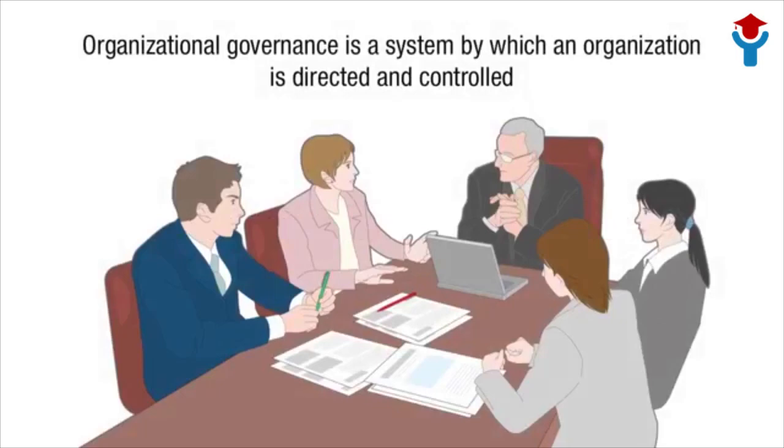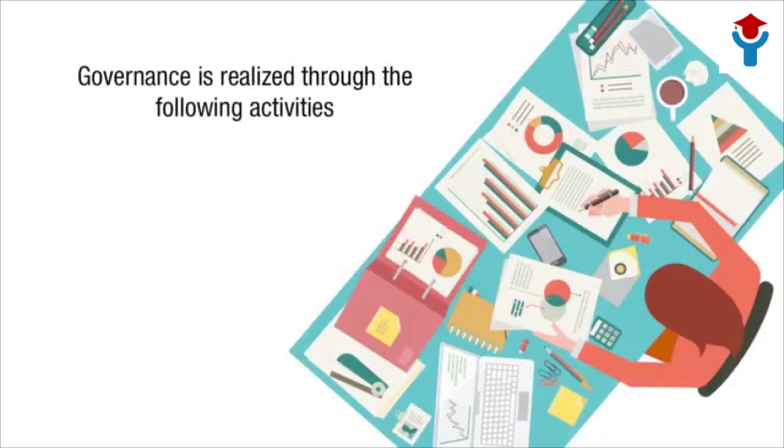Governance is the next major concept. We shall start with governing bodies and governance. Organizational governance is a system by which an organization is directed and controlled. Governance is realized through the following activities.